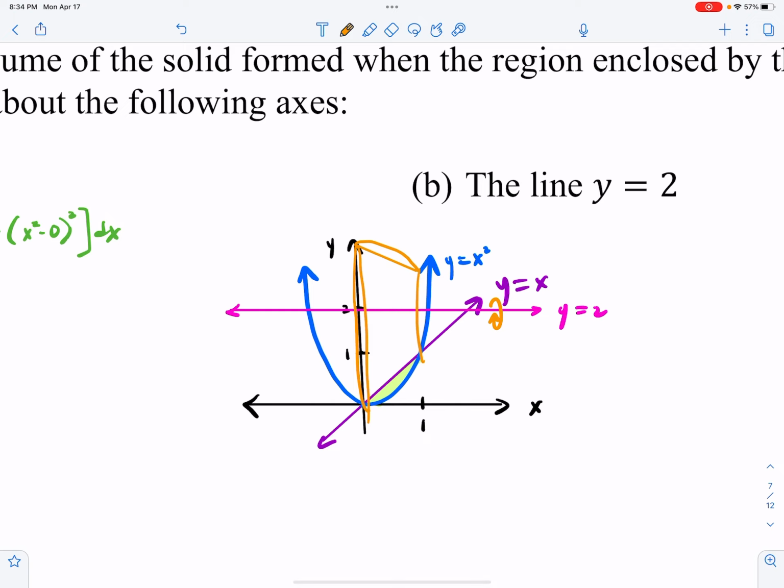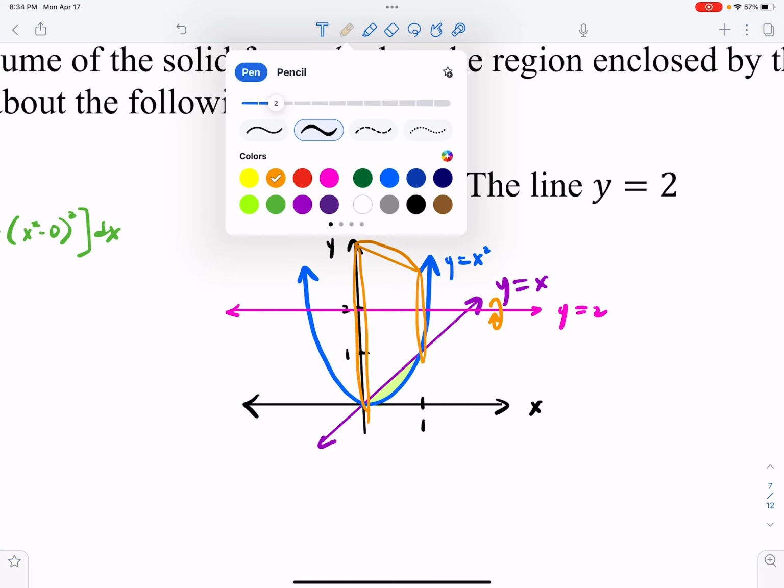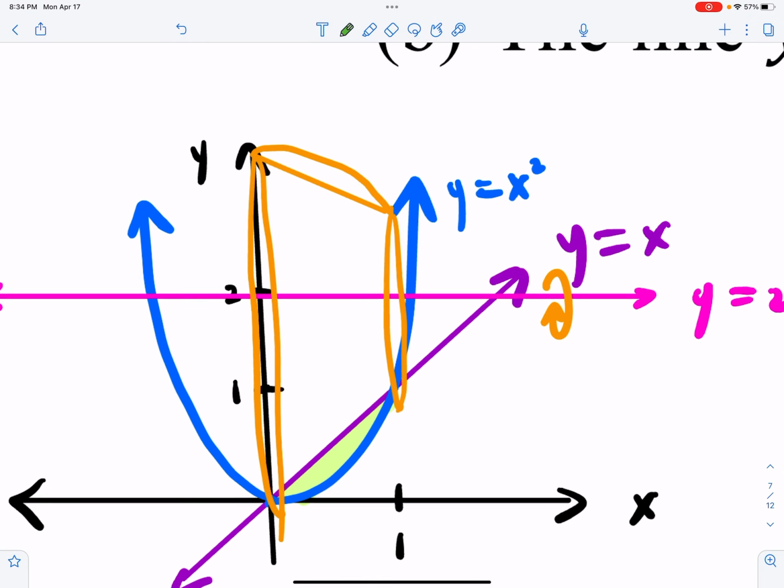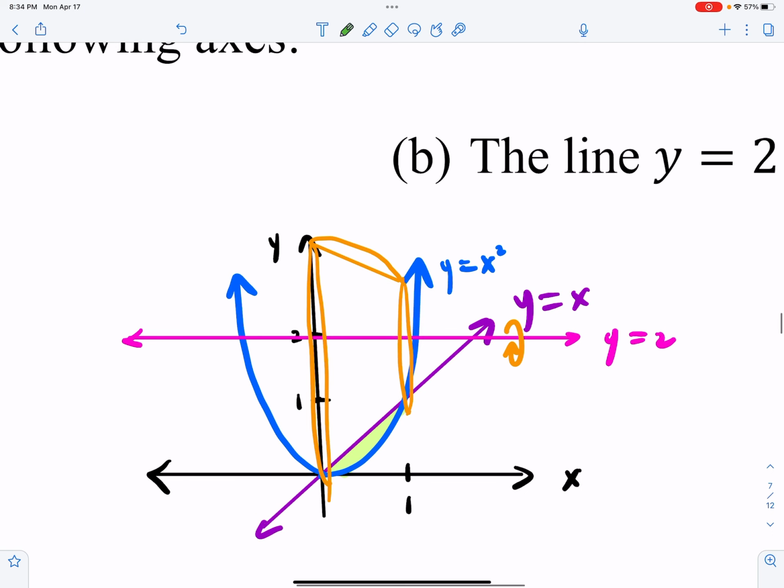Okay, we end up using the washer method though. Let's identify big R and little r. So big R would be from x squared up to y equals 2. Little r would be from x up to y equals 2. Big R, little r.